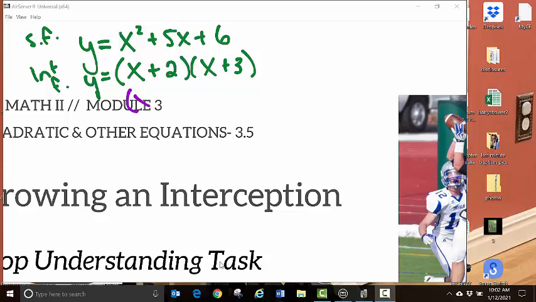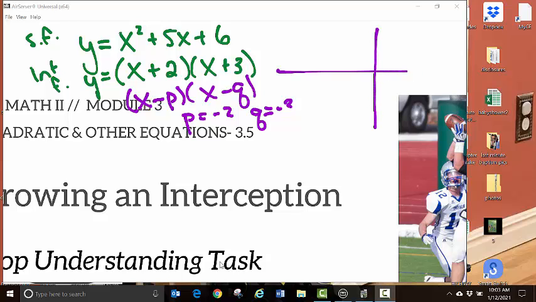Because, remember, intercept form is x minus p, x minus q, because p and q are where the graph crosses the x-axis. And remember, they're always the opposite of what's in parentheses. So we have a positive 2 and a positive 3, so it becomes negative 2 and negative 3, which means if I graphed it, it's going to cross at negative 2 and negative 3. Guys, is it going to open up or down? Up. Thank you. Because this is a positive number. So it's going to look something like that.